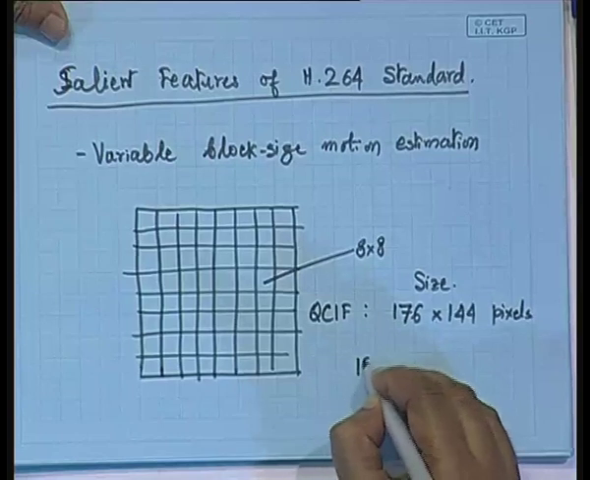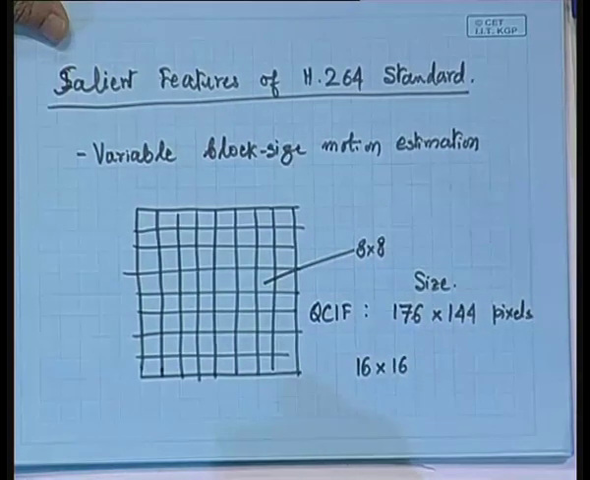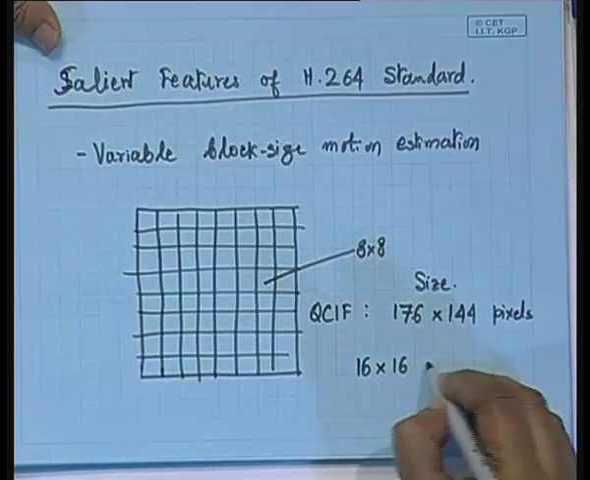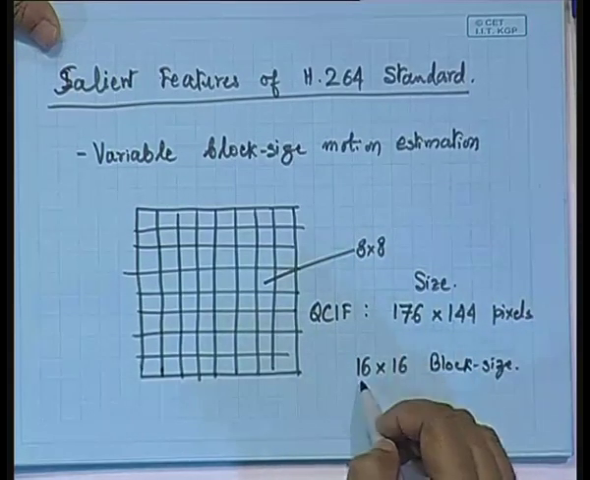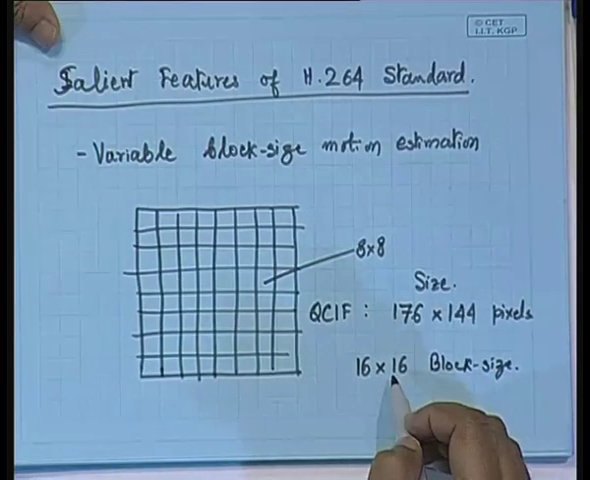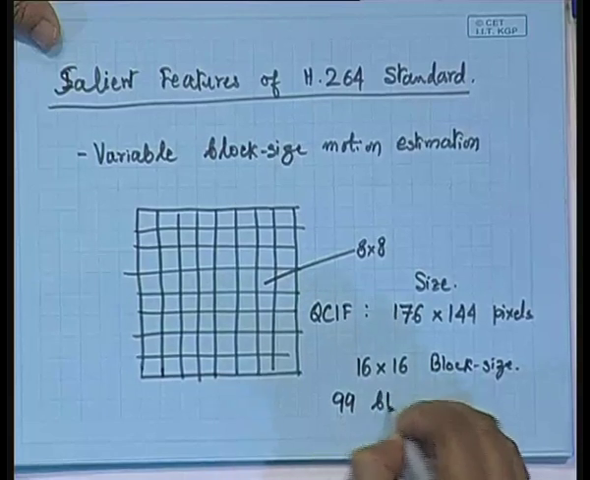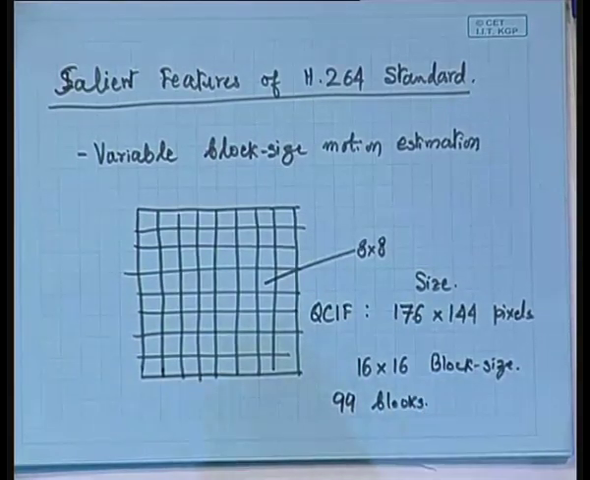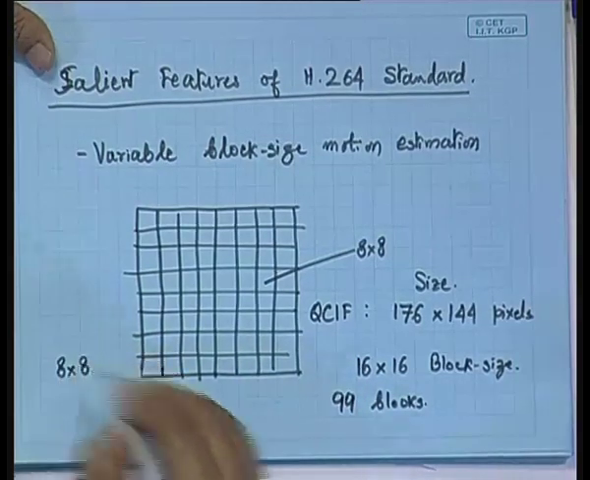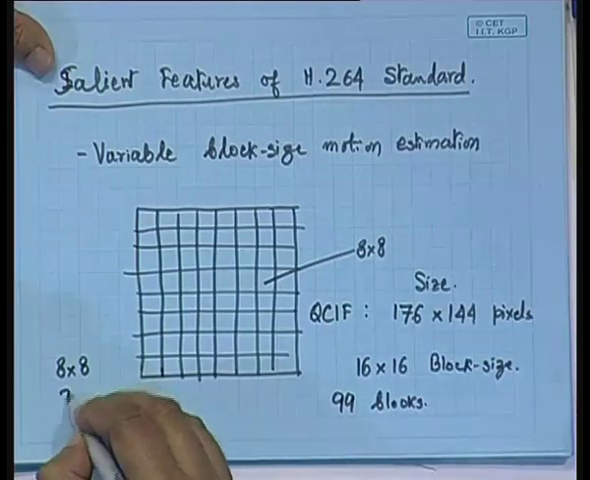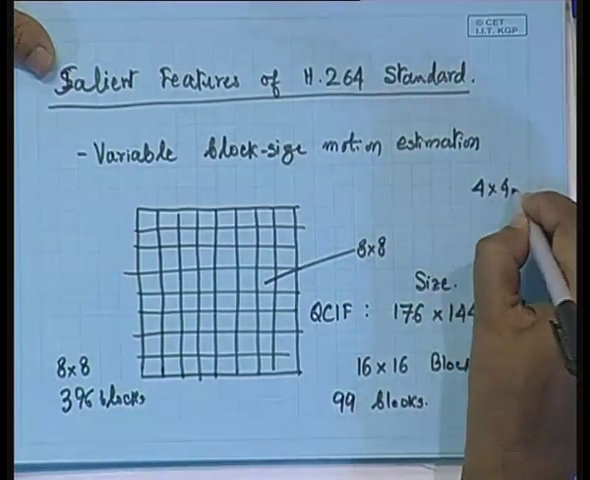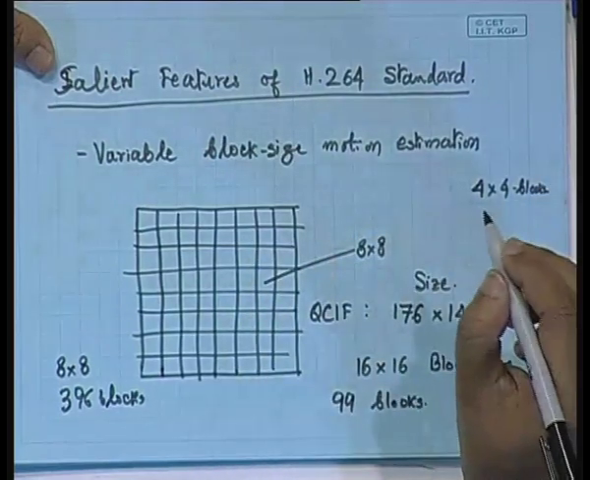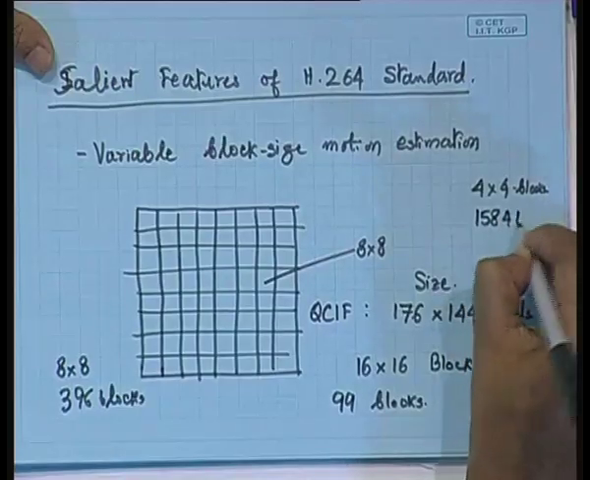Now, let us say that we have a block size of 16 by 16. So, if we use 16 by 16 block size, then we are having 176 by 16, that is 11, and 144 by 16, that is 9. So, we have totally 99 blocks. If on the other hand we make the block size 8 by 8, we are going to have 396 blocks. If on the other hand I have 4 by 4 blocks, then it will be 396 into 4, that is 1584 blocks. Now, which one is better?